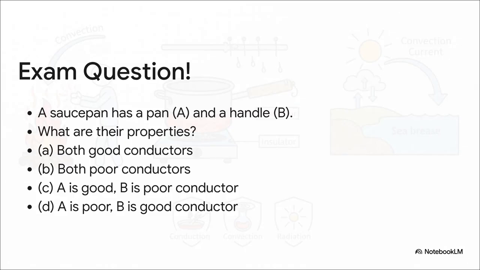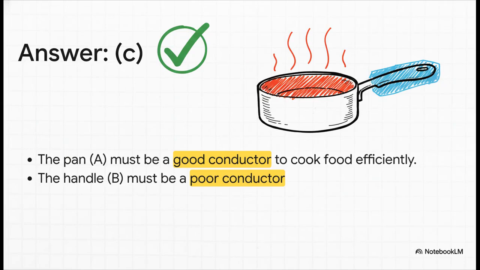Okay, let's try a typical exam question. Look at this picture of a saucepan. Part A is the main pot, and Part B is the handle. Now, based on everything we just learned, what should their properties be? Come on, think about it. I'll give you a second. Did you get it? The answer is C.